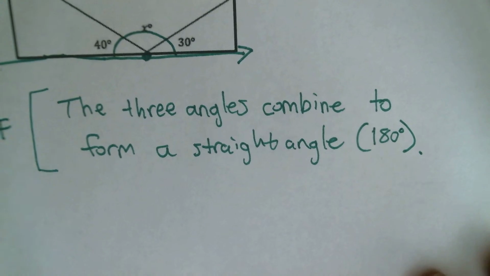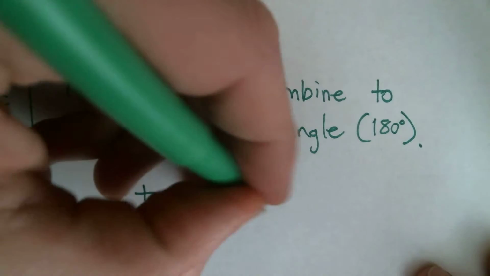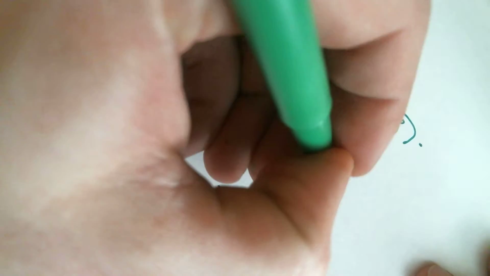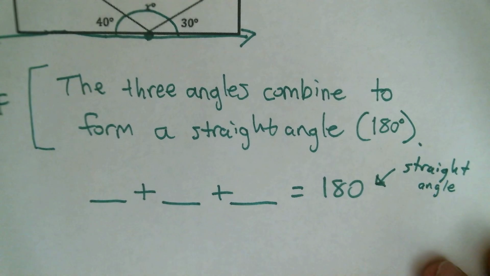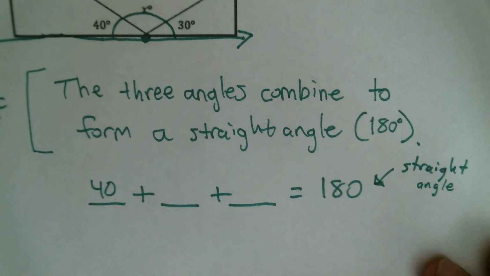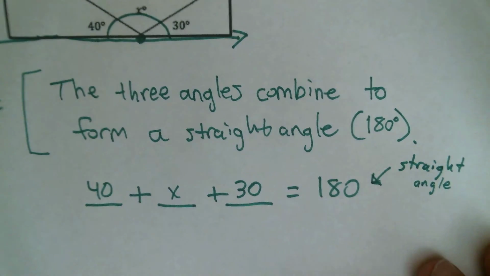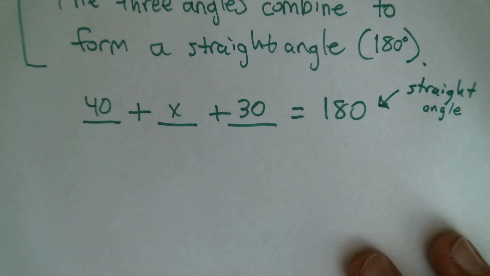So now I might say, well, combine means add. And I've got 3 angles to add together. And when I combine them, they form a straight angle. And so what are those 3 things? Well, it's 40, it's x, and it's 30. All of those combine to form 180 degrees. So right here, we're working with a model with some work shown, so to speak.